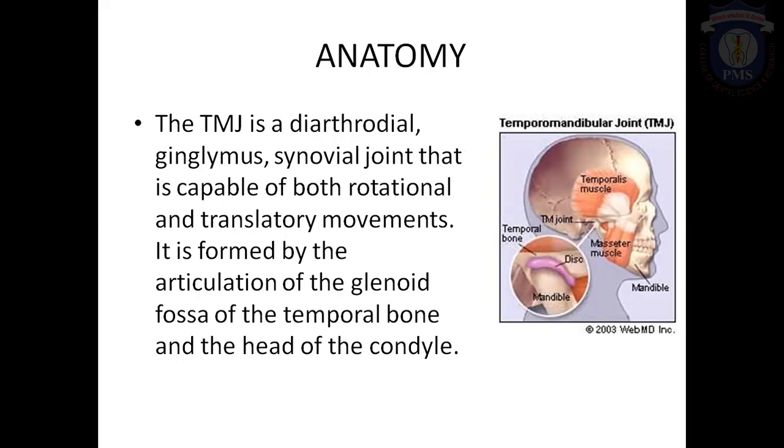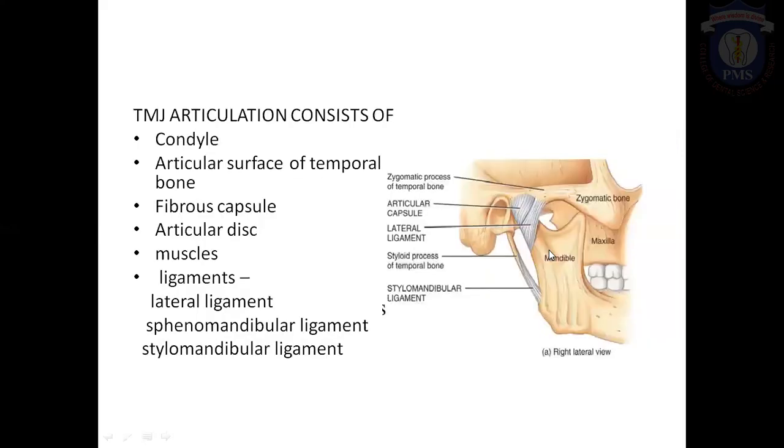It is formed by the articulation of glenoid fossa of temporal bone and the head of the condyle. This is the head of the condyle and this is the temporal bone, and it's the articulation between the head of the condyle and the glenoid fossa of temporal bone.